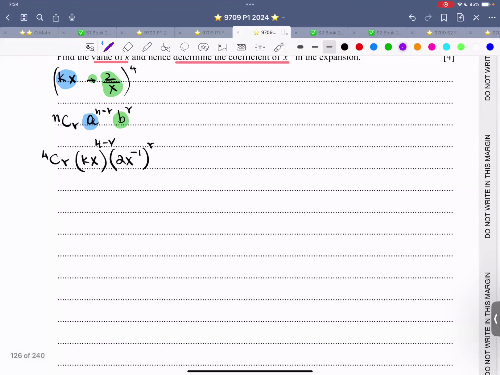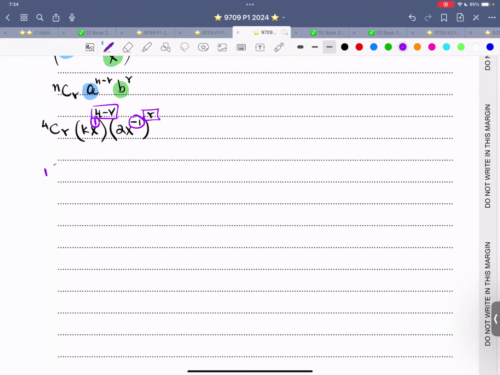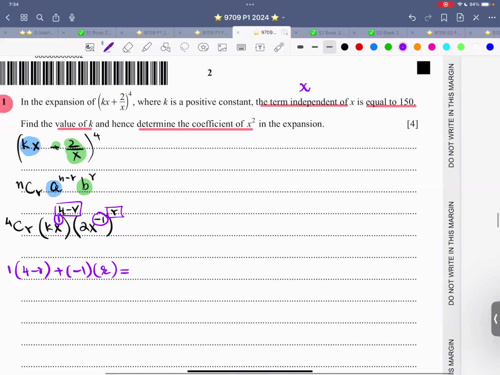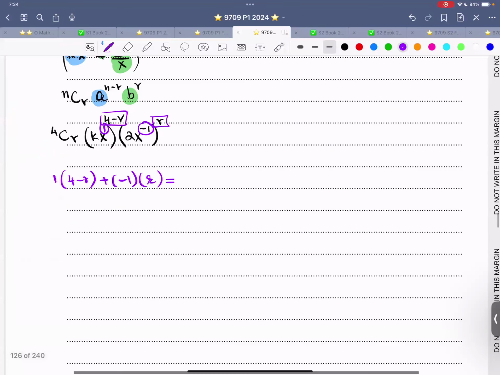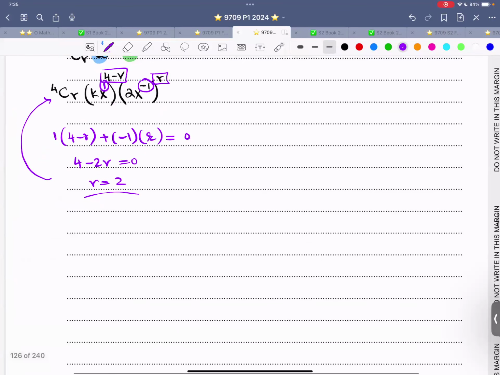Now, the next thing is that you would gather the powers of x and equate it to the power of the required term. So 1 times (4 minus r) plus negative 1 multiplied with r equals the term independent of x, that is the constant term, so equate it to 0. 4 minus 2r equals 0. Therefore, r comes out to be 2. Plug the value of r back over here. So this is 4C2 (kx) raised to the power of 2, and this is (2/x) raised to the power of 2.